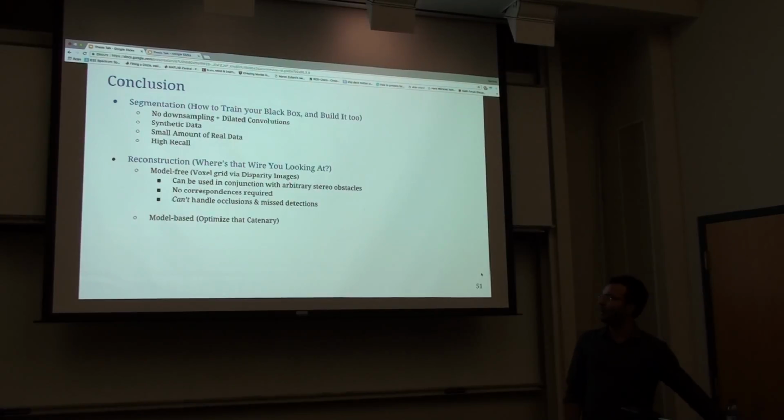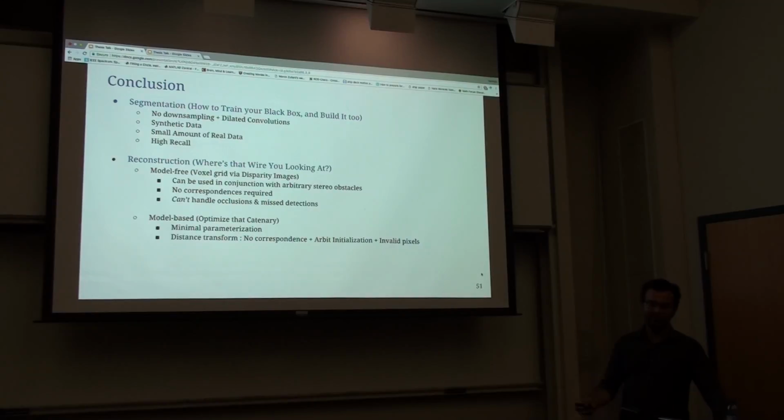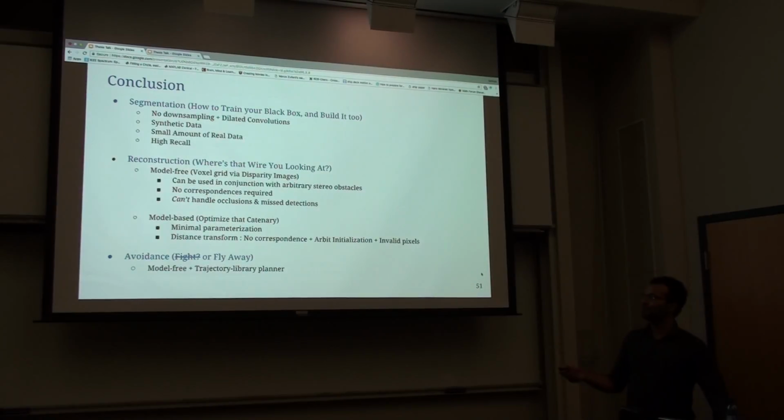Enter catenary curves and optimization. We propose the minimal parameterization of the catenary curve. We are just saying there are 5 parameters. We introduce a loss function which can handle arbitrary initializations, doesn't need any sort of correspondences, and can also handle invalid projections going out of the image. Avoidance: you want to fly away from the wires, not fight them, because they're dangerous. So we demonstrated the model-free method, the voxel grid-based method coupled with a trajectory library planner.